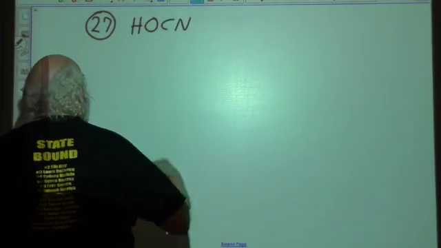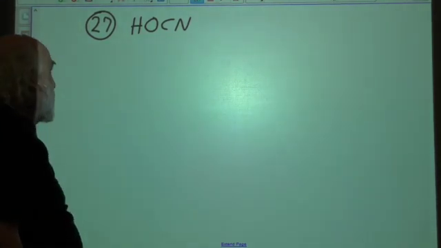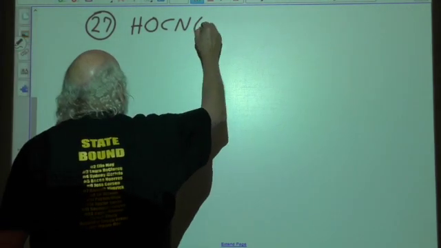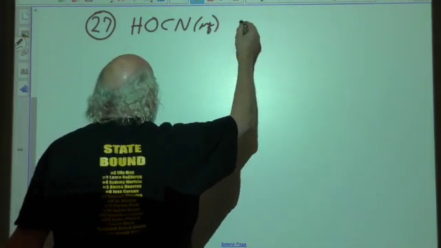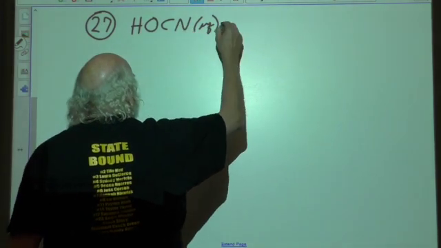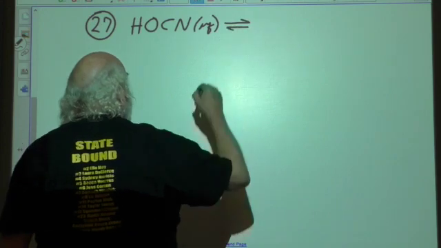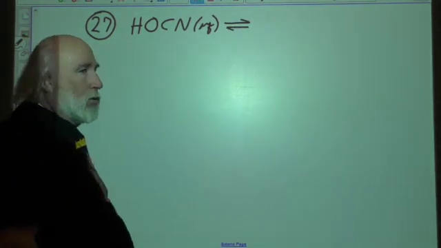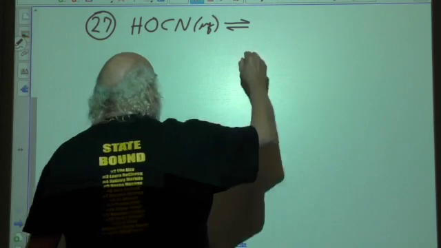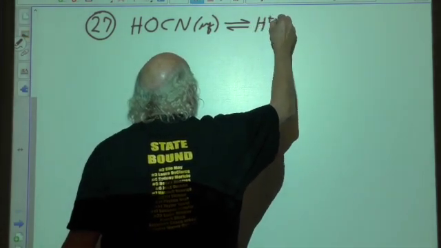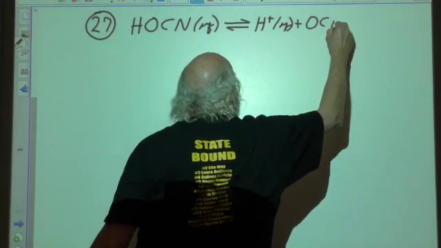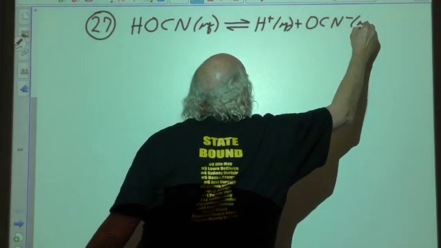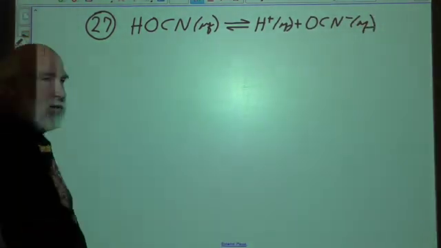HOCN is an aqueous substance. It's a weak acid, so it has to be dissolved in water. Any acid has to be dissolved in water, but because it's weak, we use a double arrow. And so the positive component is always going to be H. Then everything else left over is going to be a negative ion. It's that simple in writing these down.